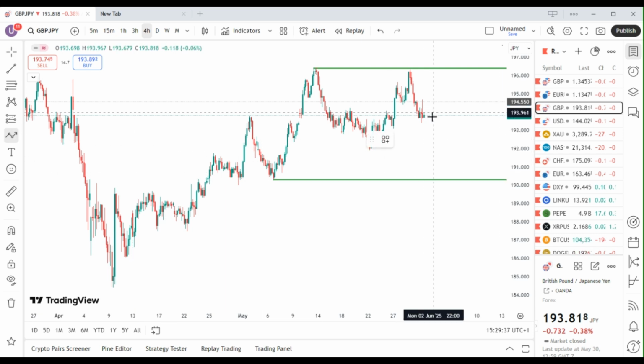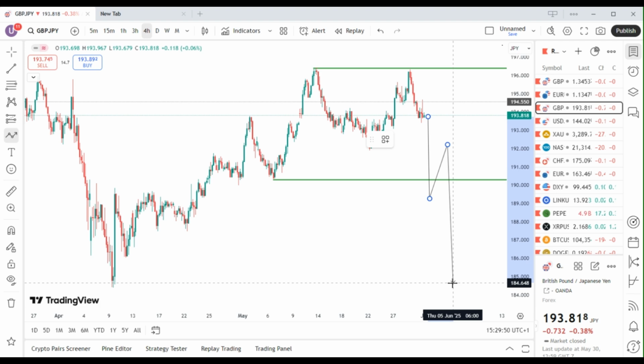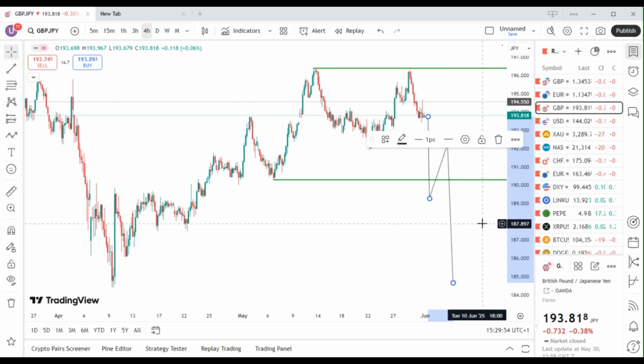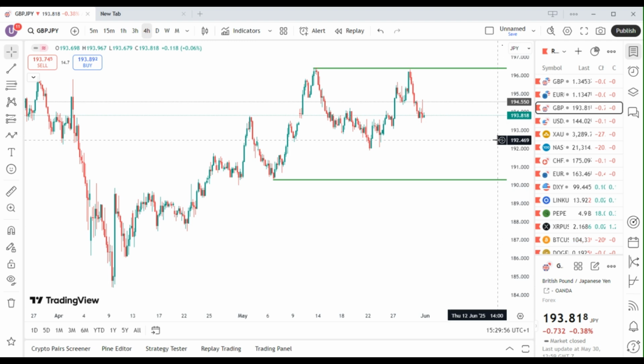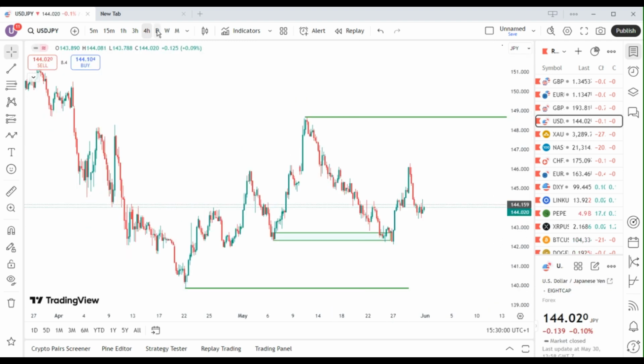So this is our trading zone. If for any reason price decides to close below this zone, that means we want to go bearish this week. We'll wait for a pullback and we'll take it at least to this zone, to around 184,600. Okay, so this is our take on GBPJPY. The next pair on our list is USDJPY.